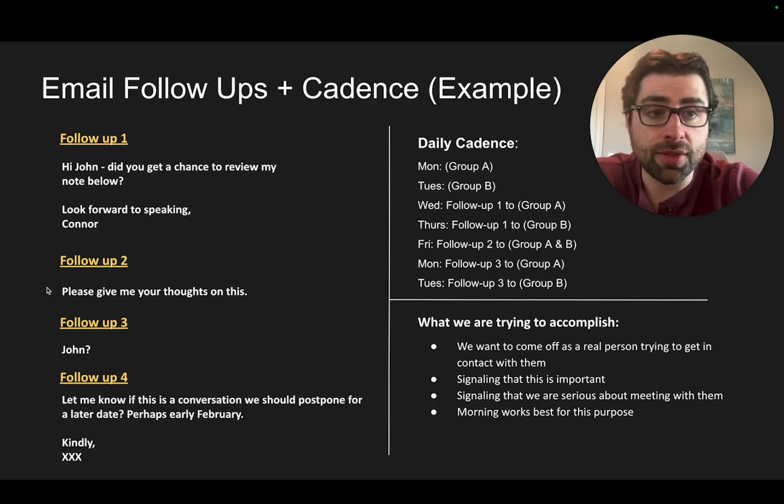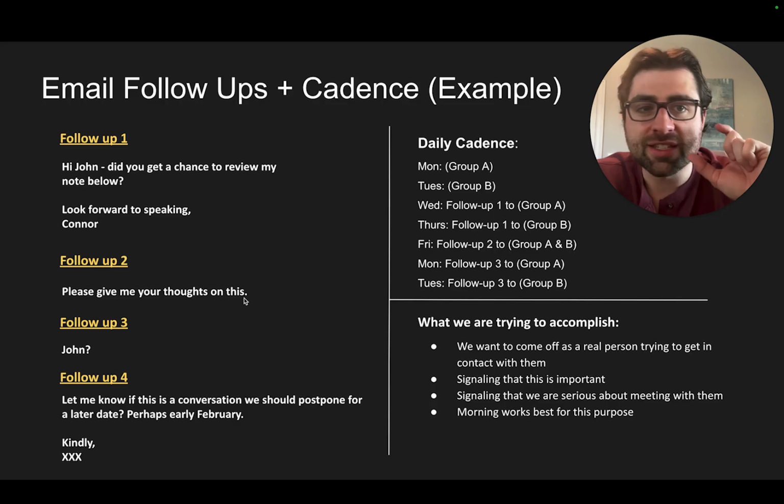Please give me your thoughts on this. I've booked more meetings off this line than any other email or call script I've ever developed. It just says, please give me your thoughts on this. No signature. They see that in their email preview, and they're like, whoa, what? And their fight or flight mode kicks in a little bit.